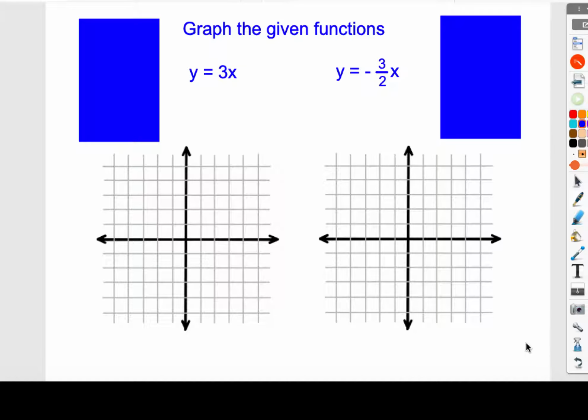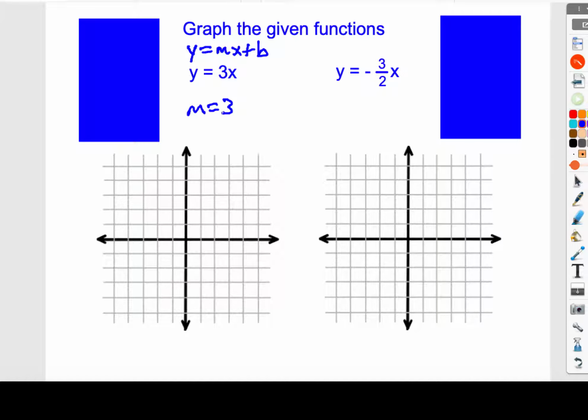All right, this video is going to address what we call direct variation, but it's going to start off with a little bit of an introduction, basically reviewing slope-intercept form. So again, you notice the two equations we have up top here, y equals 3x and y equals negative 3 halves x. Basically, both of those are in y equals mx plus b form, but notice when we've got 3x, that means our slope would have been 3 because again, whatever is multiplied by x is 3.